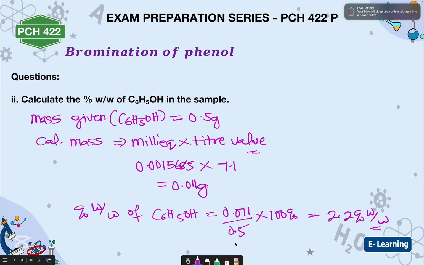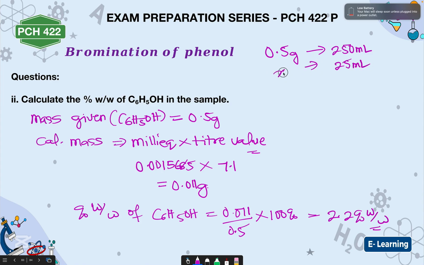What I mean is, if you check your manual, the method for this particular practical, they said dissolve 0.5 gram of sample in 250 ml of water, measure 25 ml into a 250 ml iodine flask. Are you getting it? So dissolve 0.5 gram into 250 ml of water, measure 25 ml. So 0.5 gram, according to your manual, is present in 250 ml. And then they say measure 25 ml.